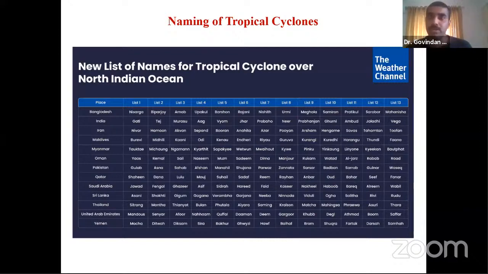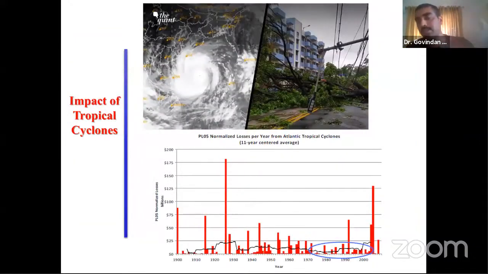Now this will go on in alphabetical order. So the next cyclone, when it forms, will be named Gati. That is an Indian name. Then the name comes from Iran, which is called Nivar, Burevi, etc. So it will go on like this till this list expires. That is how we name the cyclone. The list is already there, so the names will be taken from this list.